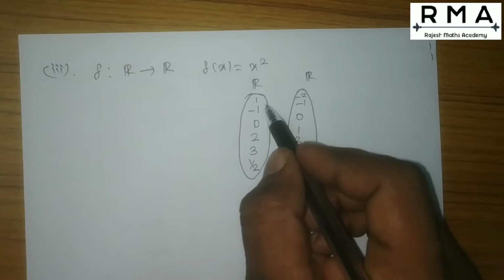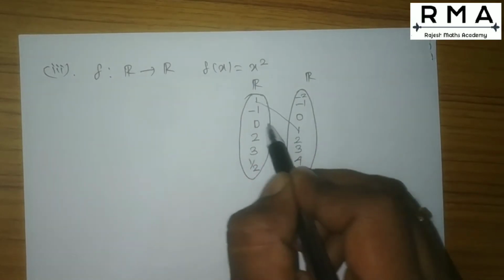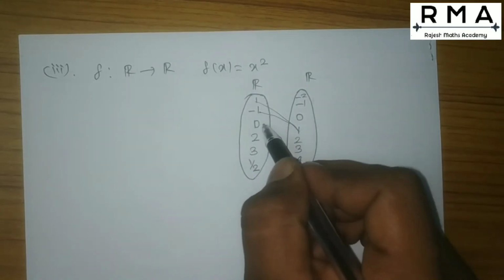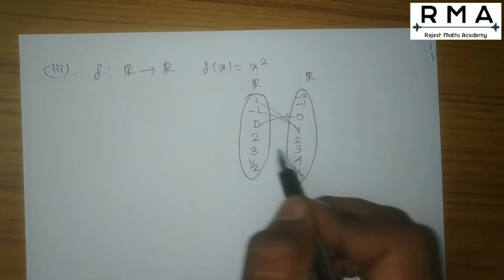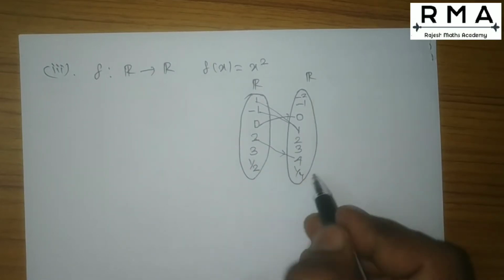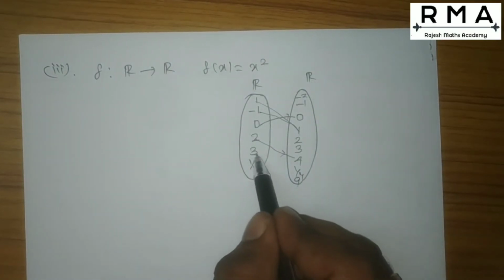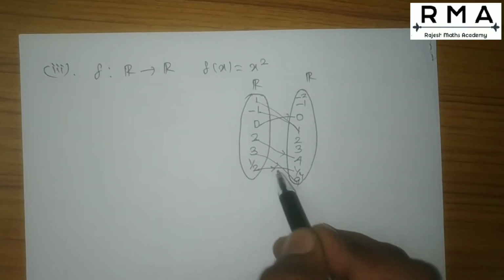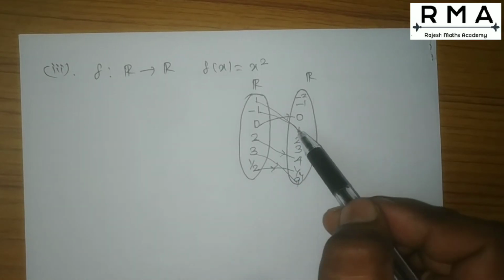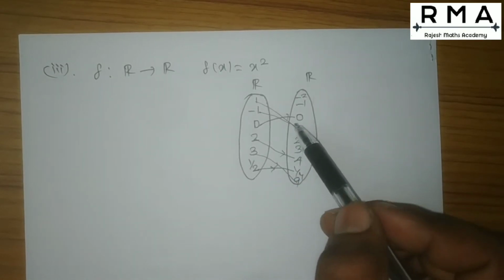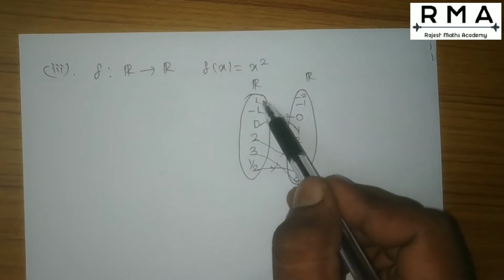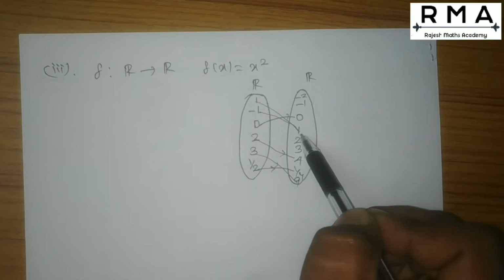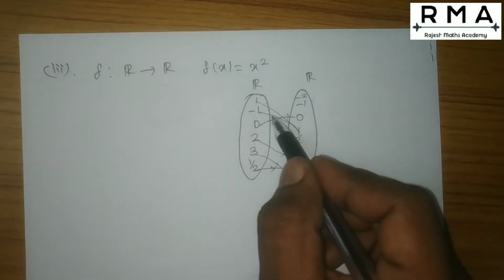So now 1 is mapped with clearly 1, -1 also mapped with 1, because 1 square is 1, -1 square also 1, 0 square is 0, 2 square equals 4, 3 square is 9, 1 by 2 square is 1 by 4. So here only one example is enough to prove that it is not 1-1. The same example: 1 and -1 in the real number set both have 1 as the same image. So I can say that it is not 1-1.